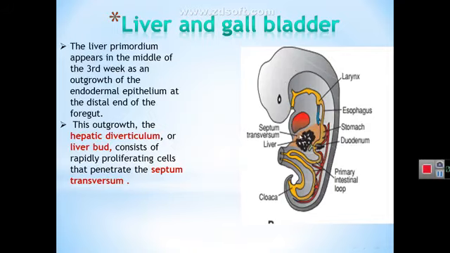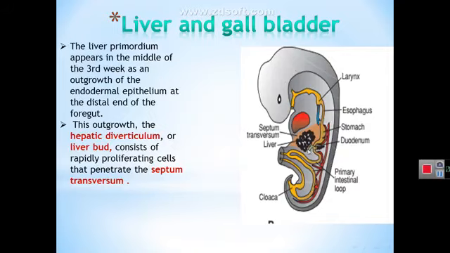Septum transversum is a plate of mesoderm. While hepatic cells continue to penetrate the septum, the connection between the hepatic bud or hepatic diverticulum and the foregut, the duodenum, narrows, forming the bile duct. The connection between the hepatic diverticulum and the duodenum narrows, forming the bile duct.